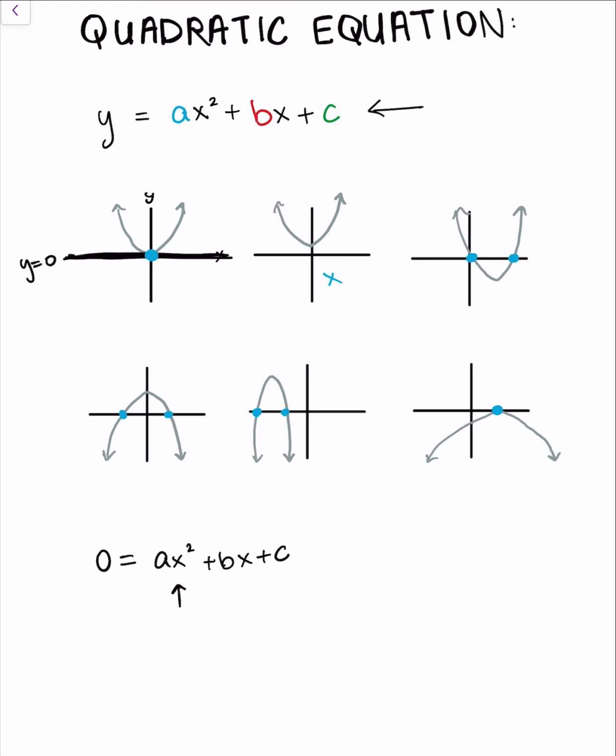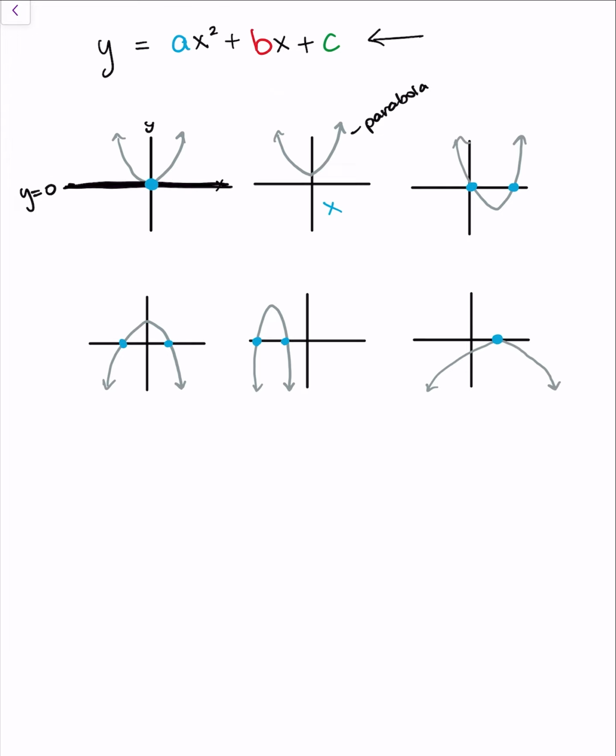For all of these, this curved shape is called a parabola. That's always what a quadratic equation looks like when you put it on an xy graph. So let's jump into how we factor a quadratic equation.